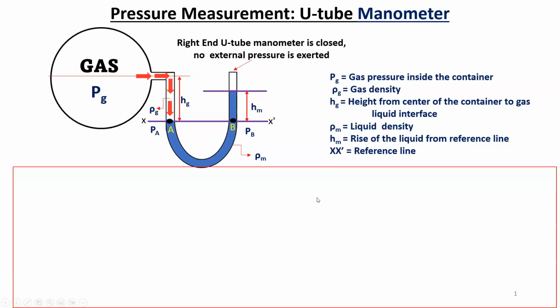Today I will discuss pressure measurement by using a U-tube manometer. Here one gas container is there, and inside the gas container, just consider Pg is the pressure. Now we are going to measure Pg, the gas pressure inside the container, by using a U-tube manometer.